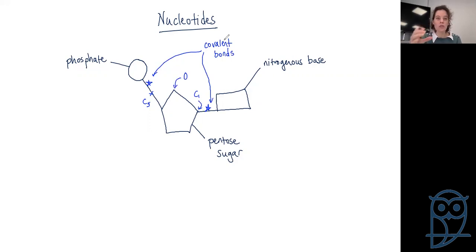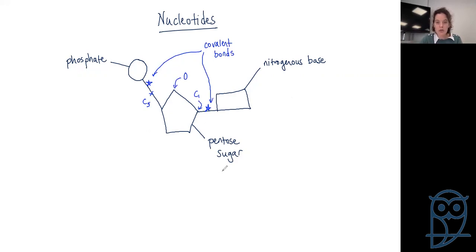This is sort of one unit. We think of it as a nucleotide. Yes, it's made up of a phosphate, a pentose sugar, and a nitrogenous base, but they're bonded together covalently. So we tend to work at the level of this is one unit. A little bit more detail within this unit.